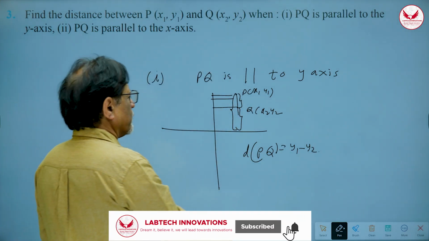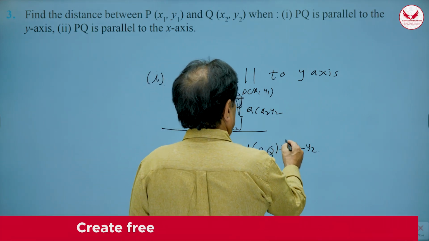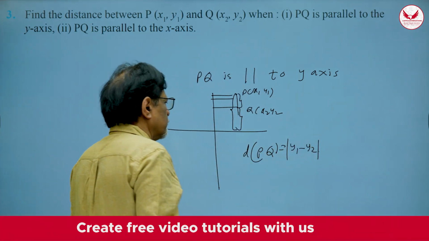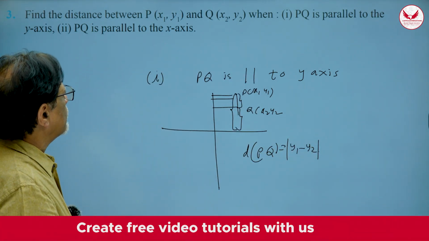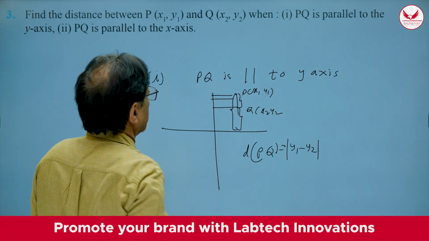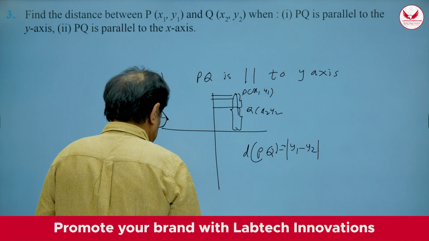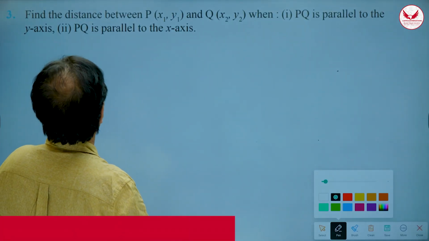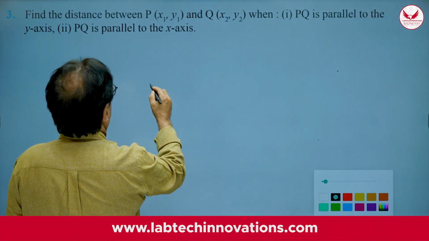Of course, we do not know which one is bigger, so we'll call it mod. So mod of y1 minus y2 will be the distance between P and Q if PQ is parallel to the y-axis. Okay. Now let us solve the second problem, that is, PQ is parallel to the x-axis.